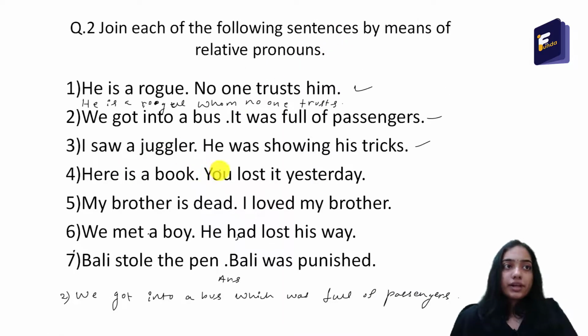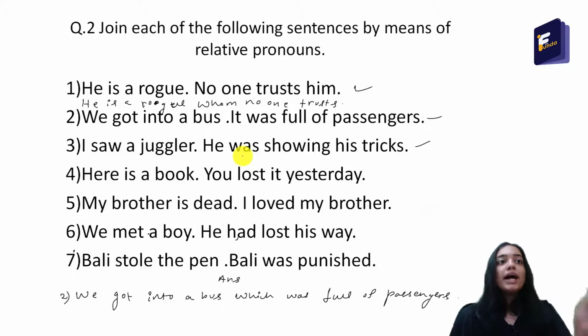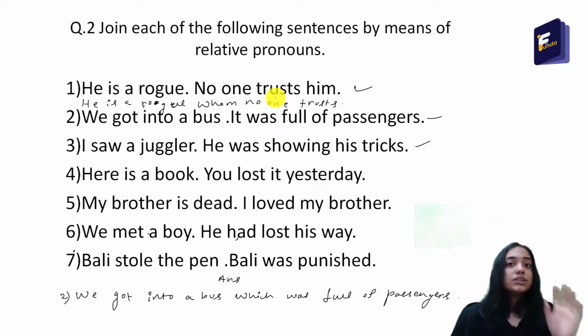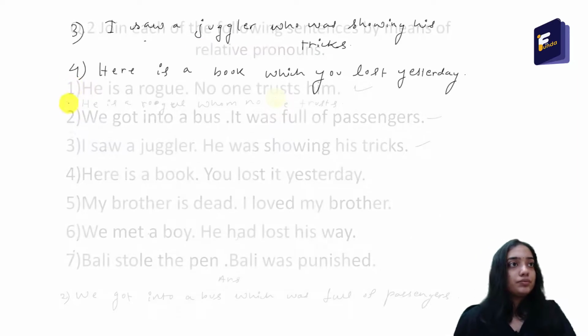My brother is dead. I loved my brother. So how are you going to connect the sentence? My brother whom I loved is dead. Okay. So this is the way you are going to connect this. Don't write, my brother is dead whom I loved. Most of the students make this mistake. They write, my brother is dead whom I loved. So this is not the way to connect the sentence. So the right way is, my brother whom I loved is dead.